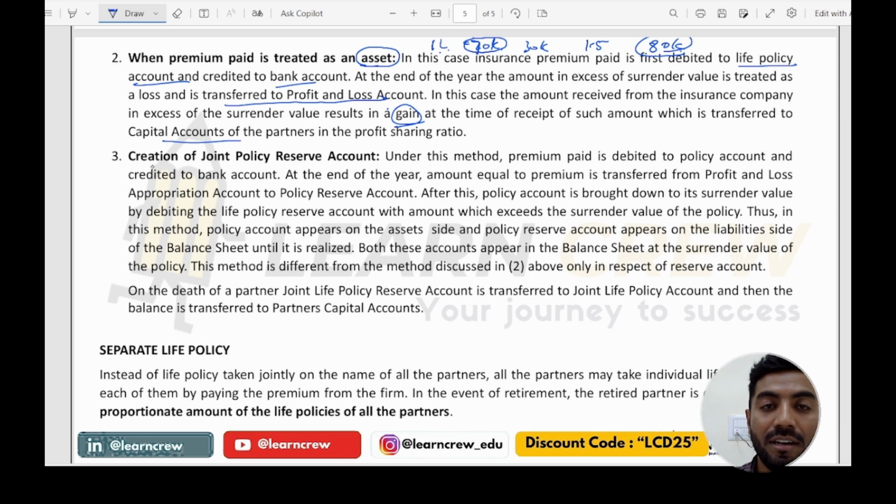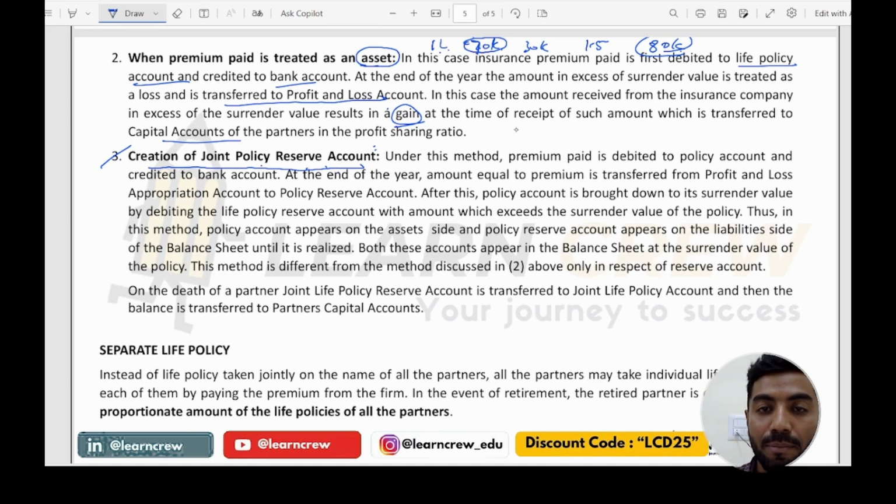Then there is another method wherein the premium paid is treated as an asset, and also you create a joint life policy reserve account. It is similar to the second approach, but at the year end, initially treating it as an asset, we also transfer the premium amount that is being paid, some amount, into the joint life policy reserve account. This joint life policy reserve account is nothing but a liability. This will be another liability as a joint life policy reserve.